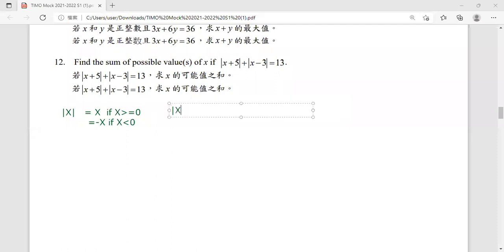You mean that something? This one. This is non-negative. Non-negative, okay? It can be 0. It can be 0. So now we start doing this question.